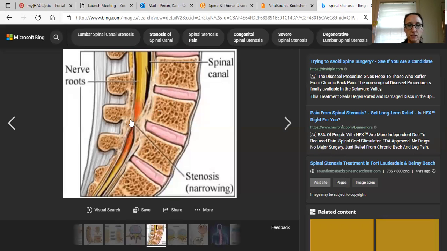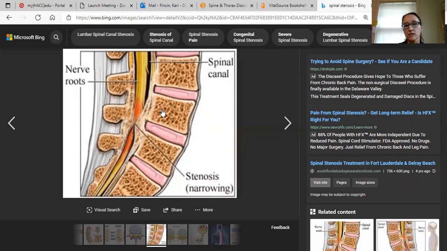So here's spinal stenosis. I like this image because you can actually see how porous the bone is in general. So here, what has happened is the bone itself has actually grown a little bit. You have some osteophytic growth in here, and that has narrowed the spinal canal where the spinal cord resides. And because of that, it's getting pinched a bit.